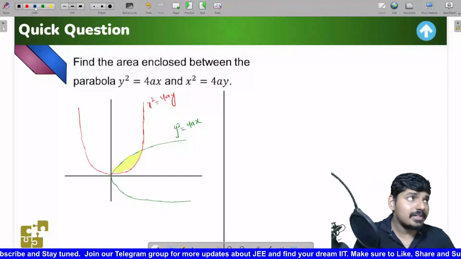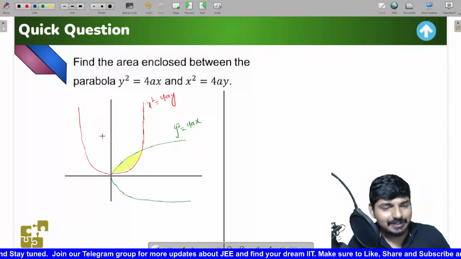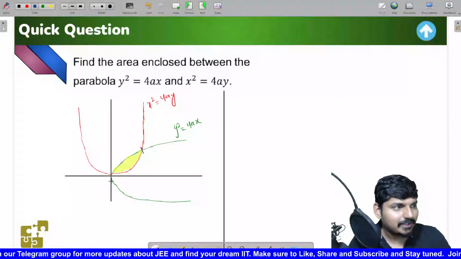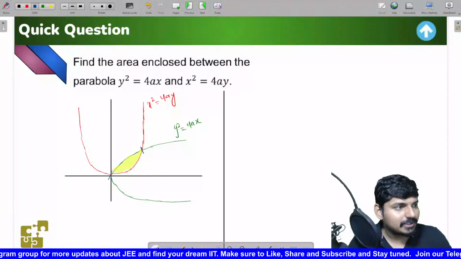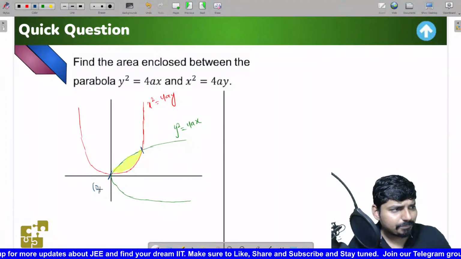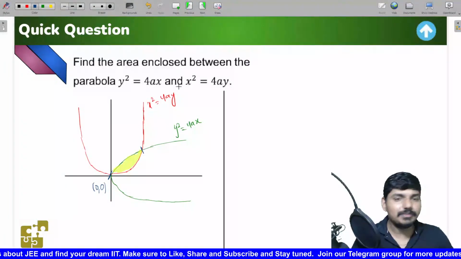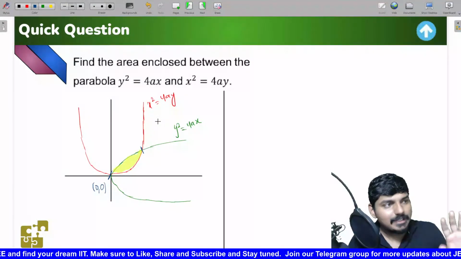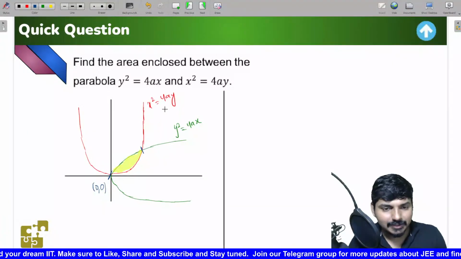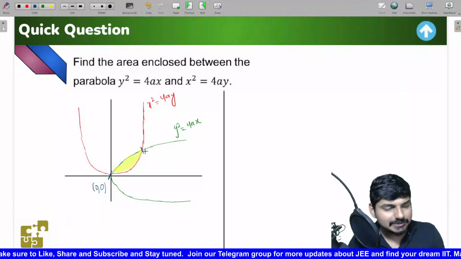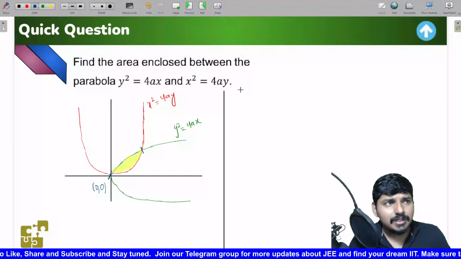Okay, now first, before you find out the area, guys, you find out the point of intersection. We need the lower limit and upper limit. So the lower limit is going to be 0 comma 0. One point of intersection is 0 comma 0. Another point of intersection, to figure that out, you can basically solve these two equations so that you get this particular point of intersection. So let me do that.